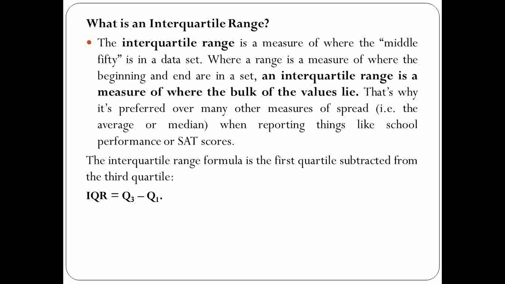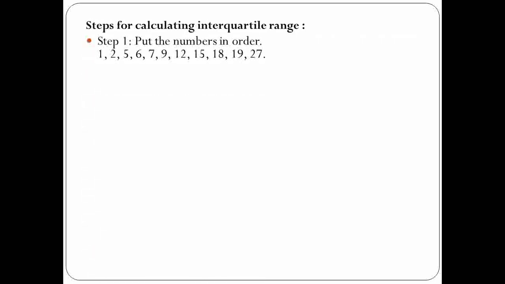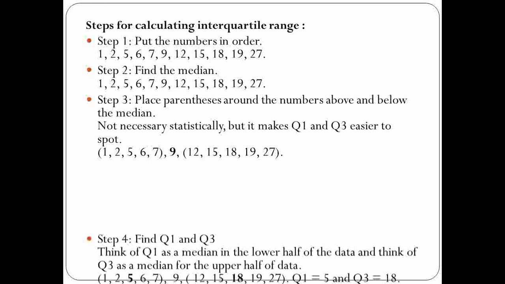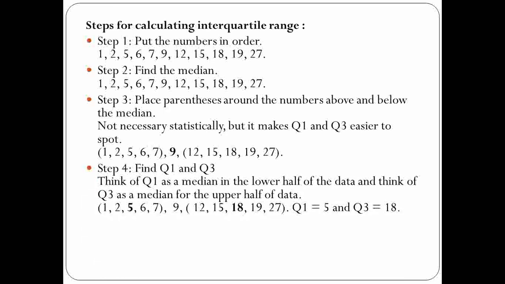In order to calculate the interquartile range, first we have to put the numbers in order, then find the median, then place parentheses around the numbers above and below the median. Then find the lower quartile and the upper quartile, Q1 for the lower quartile, Q3 for the upper quartile. Think of Q1 as the median of the lower half of the data, and think of Q3 as the median of the upper half of the data.